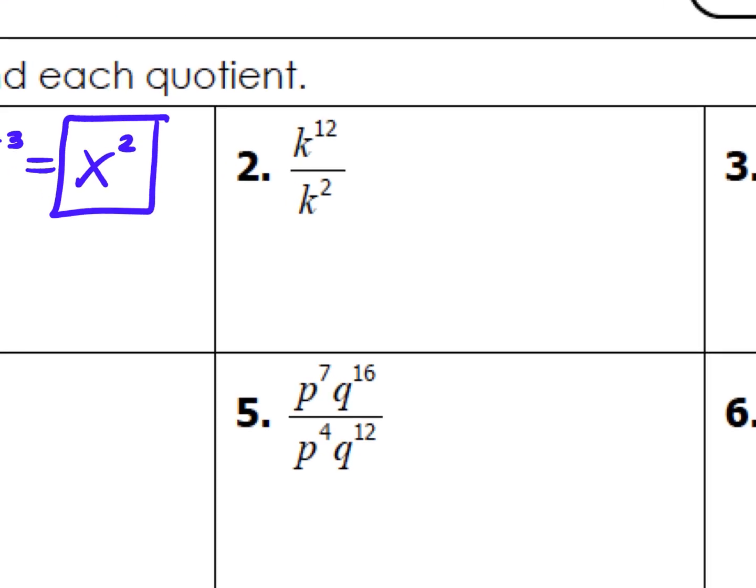What do you get? K to the 10th. K to the 10th. Okay, you're going to subtract 12 minus 2, which is k to the 10th. So in its most simplified form, k to the 12th divided by k squared is k to the 10th power. Subtract.